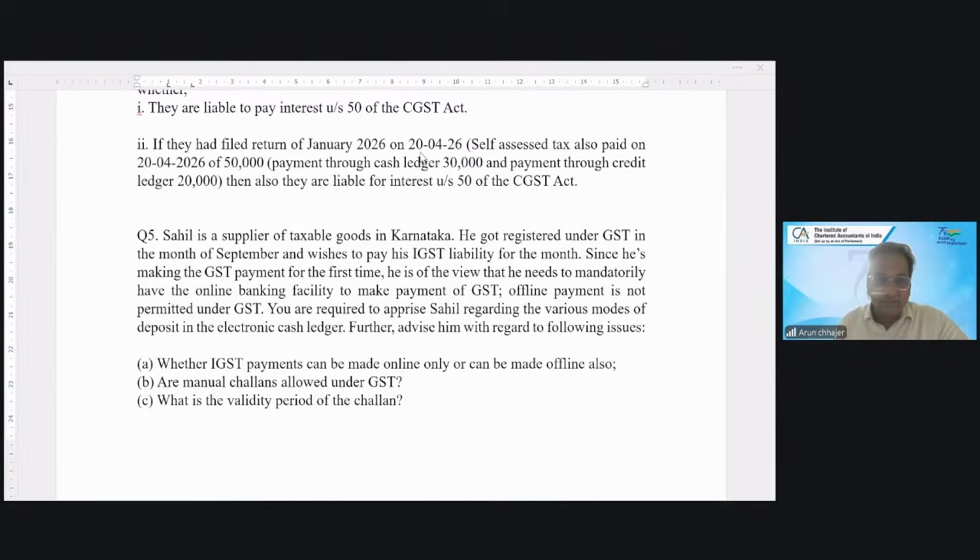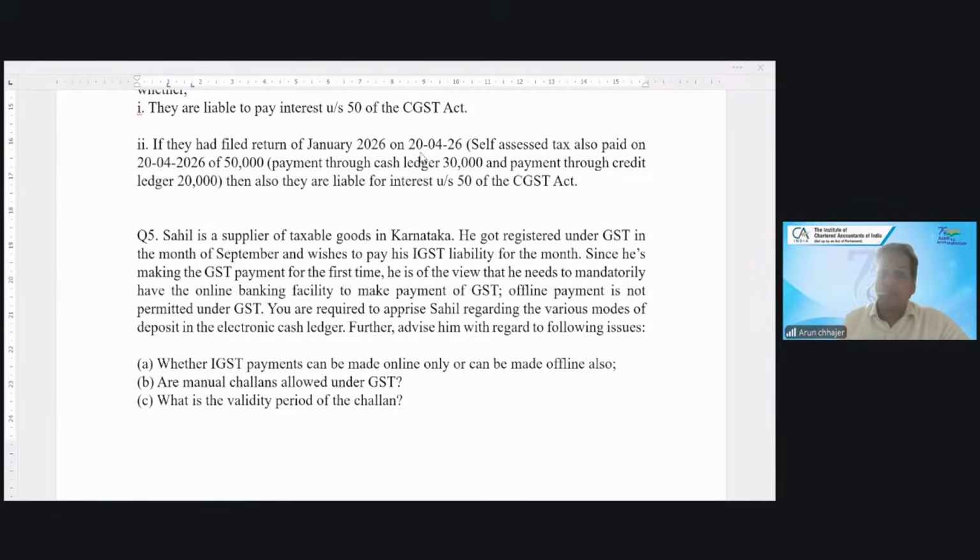If January GSTR is filed but tax is not paid until April, then interest will be levied on the whole amount. But if the January return is not filed and is filed in April with tax paid also, then interest will be levied on the cash ledger portion. And third situation, if the cash was deposited before the due date of the January return, then no interest will be charged on the cash portion also, as you said. Right, clear, ठीक है.